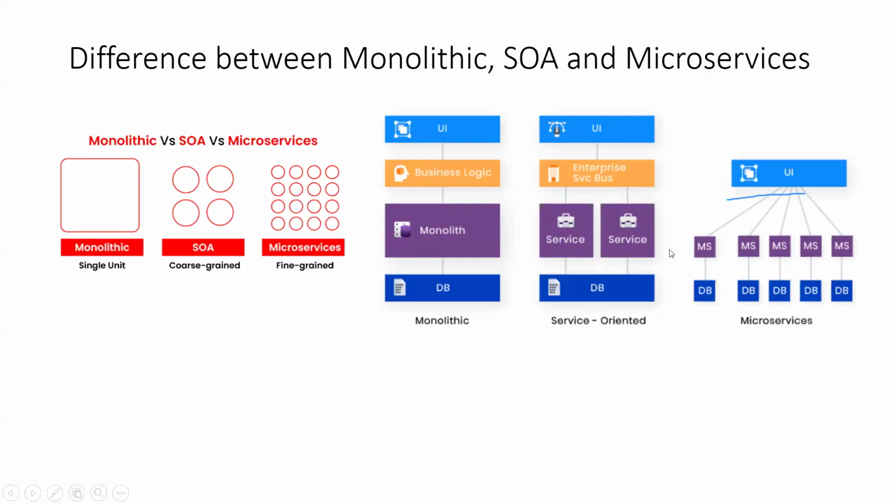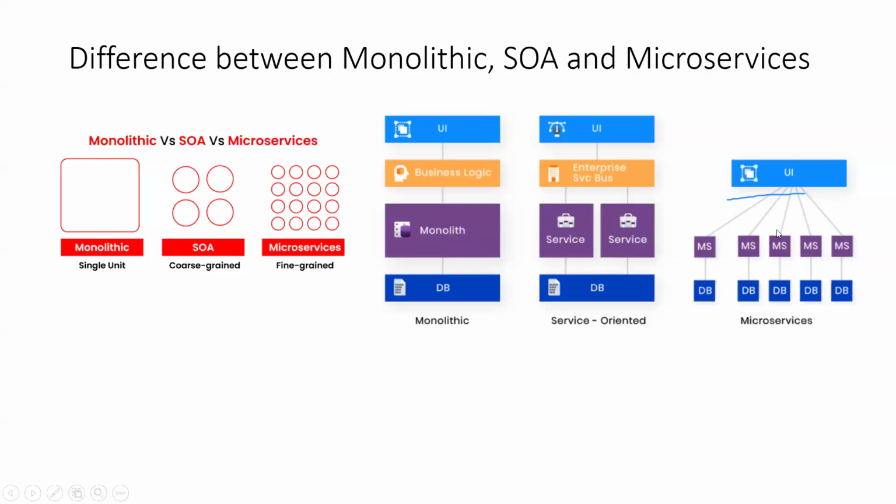When it comes to fine-grained microservices, all the sub modules are identified and each sub module is developed as a microservice. So it is very much loosely coupled. Compared to monolithic and service-oriented architecture, all the modules are fine-grained so that each is loosely coupled and we are able to scale the system based on the load, right?